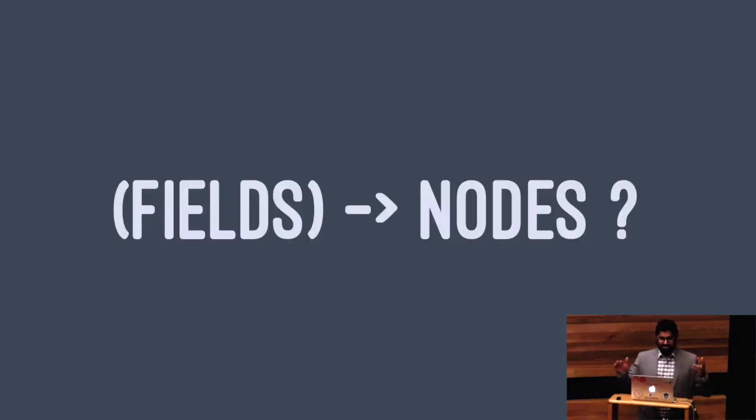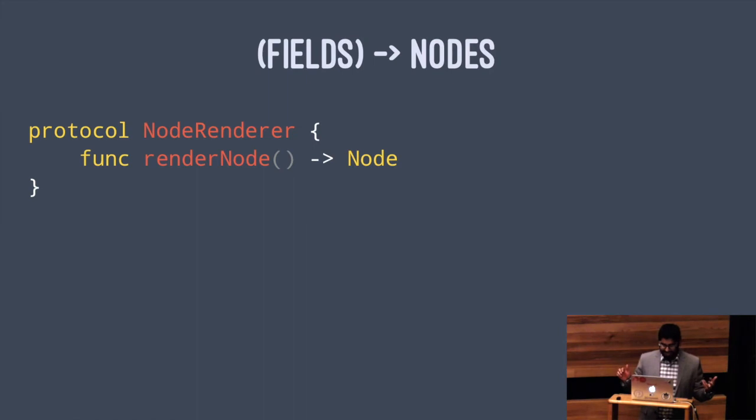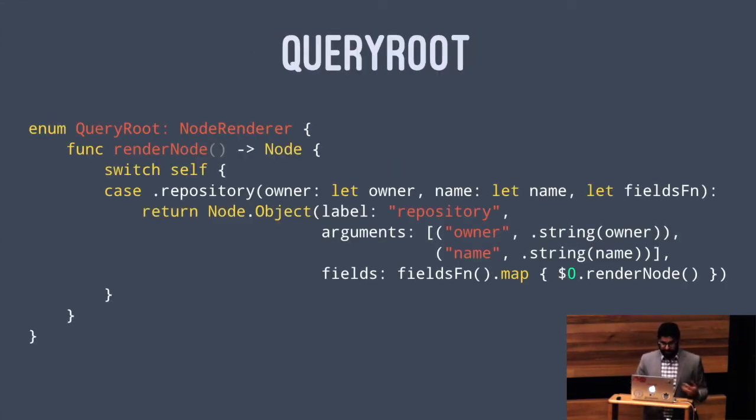And this is Swift, so the answer to everything is protocols. We have a very simple protocol called node renderer. It's just a render node function that returns a node. Then we can make query root conform to this protocol. Since we're doing exhaustive switching, we can handle the repository case, which is going to create a node object with the label repository. Then it's going to pass through the proper arguments and convert them to the input type enum that we declared in the first slide.